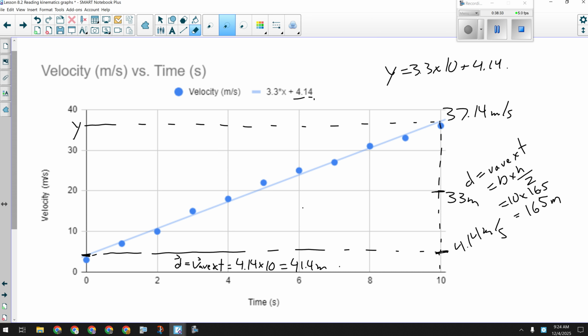Displacement on a velocity versus time graph is always the area between the line and the x-axis. And you can always make that area triangles and rectangles. So as long as you can remember how to calculate the area of a rectangle and the area of a triangle, you can always calculate the displacement of an object from its velocity versus time graph. Okay, that's a little trick.